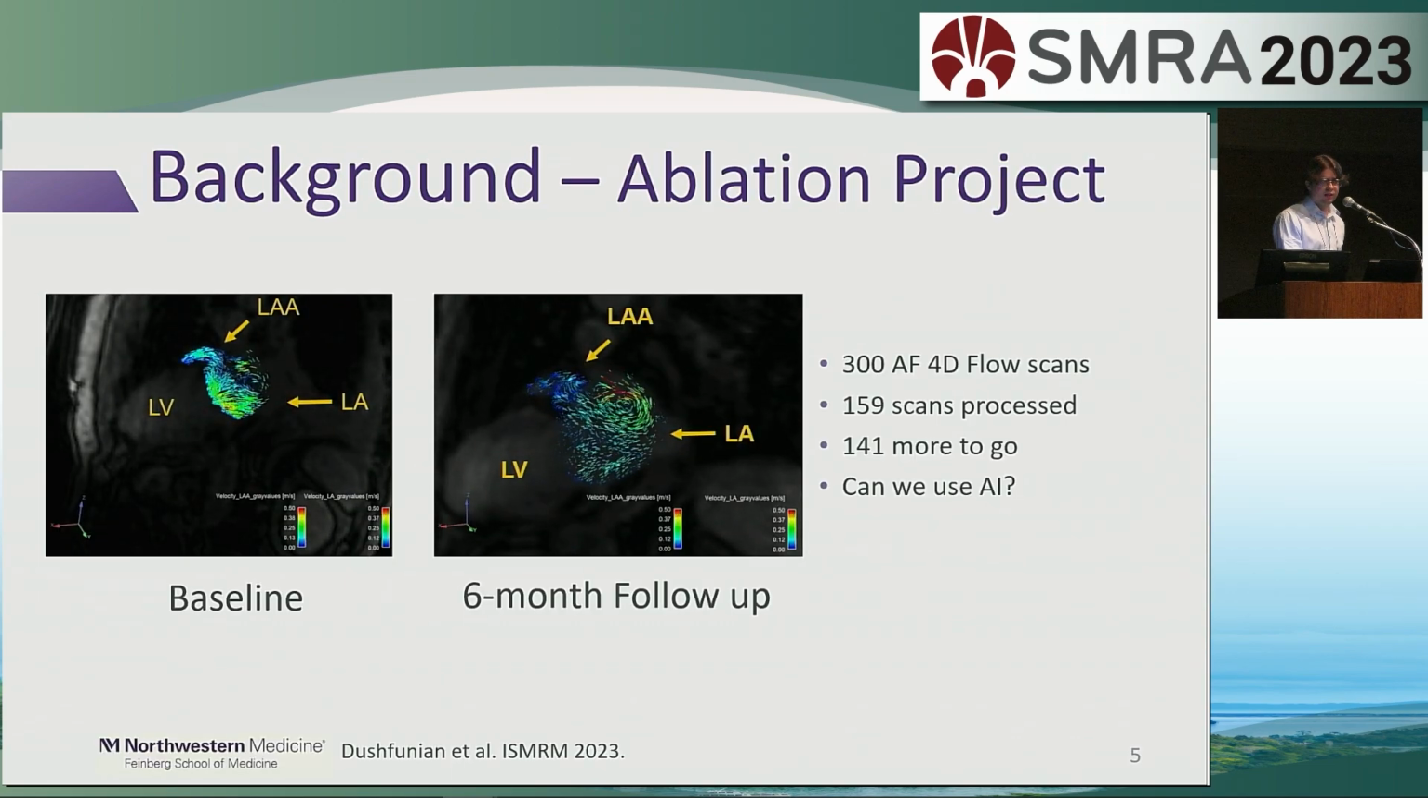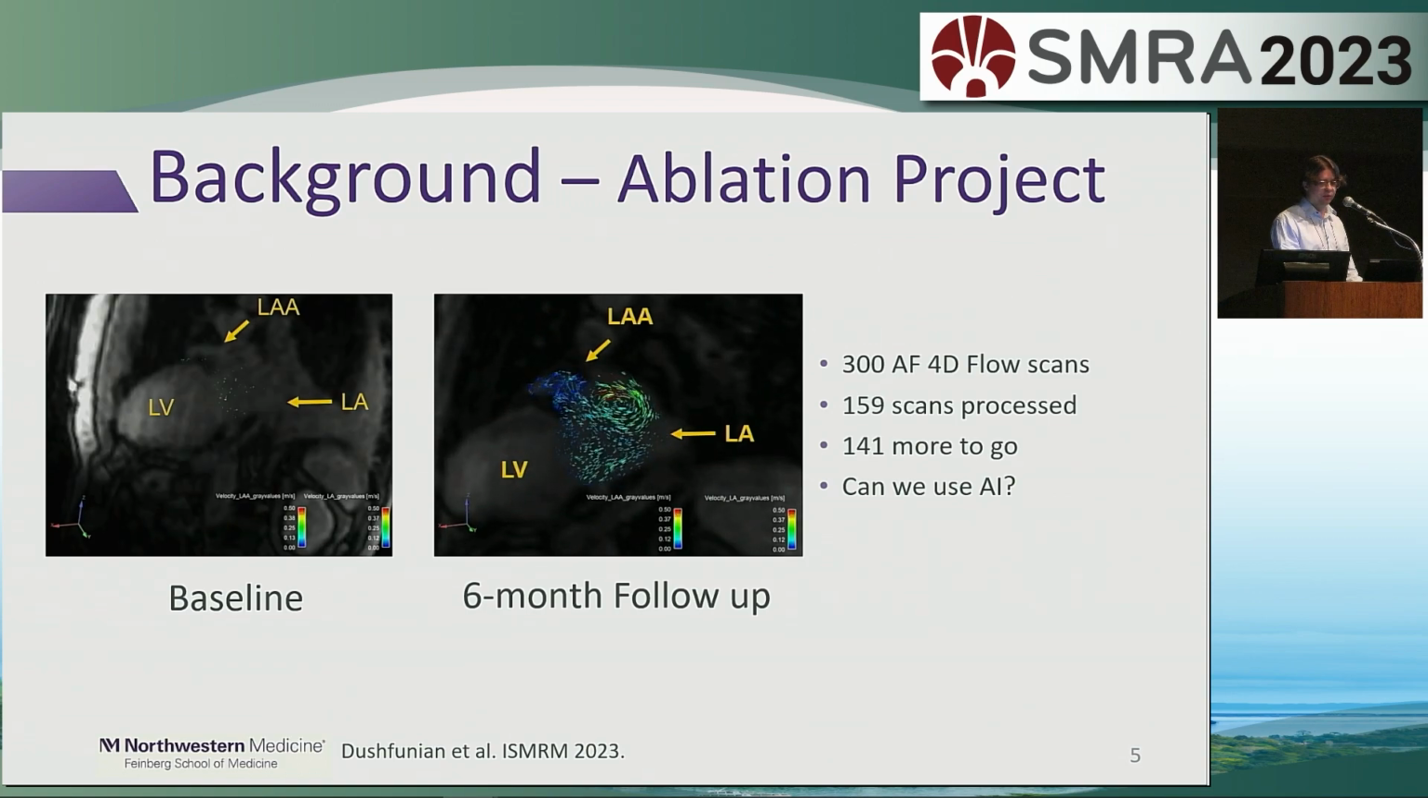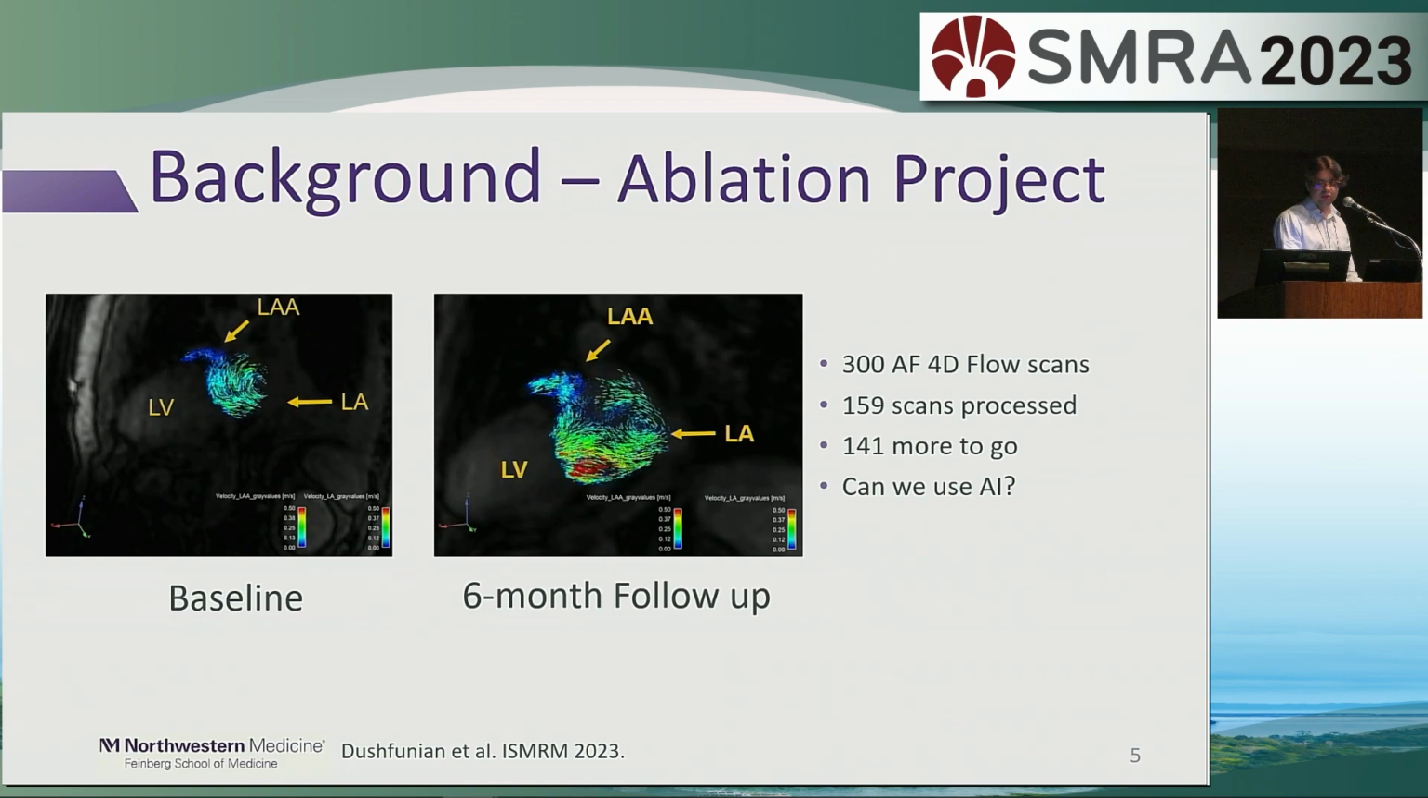And to really put context into why I'm looking at this project, we have a massive 4D-Flow project looking at ablation pre and post with 4D-Flow MRI, where we're doing this in 300 AF scans. We showed some of these results at ISMRM, where you can see a baseline scan prior to ablation on the left and a 6-month follow-up on the right. And you can see that in the atrium, there's much faster flow and vortical flow. So there's a lot of information that we can use if we're able to process this data.